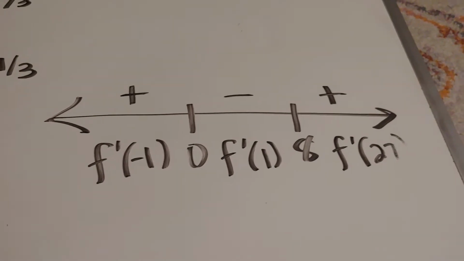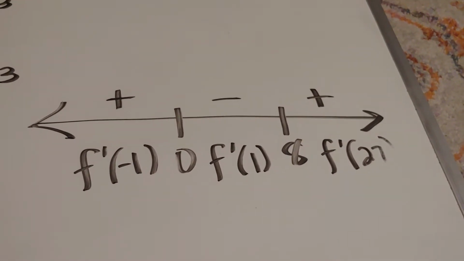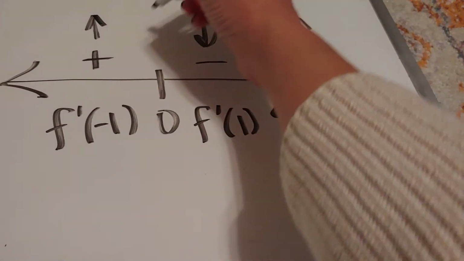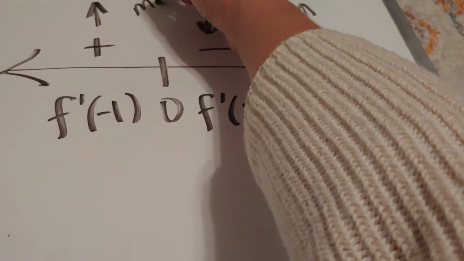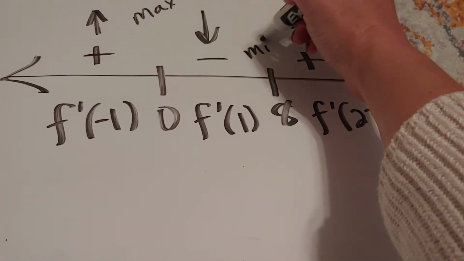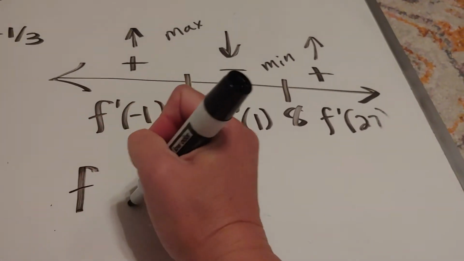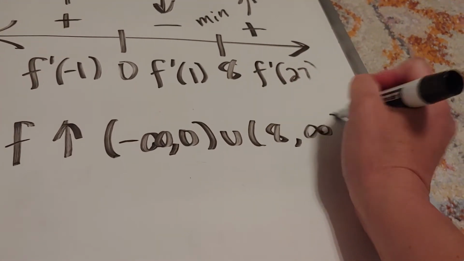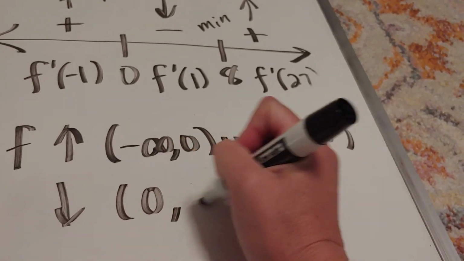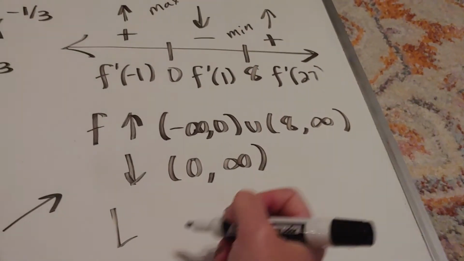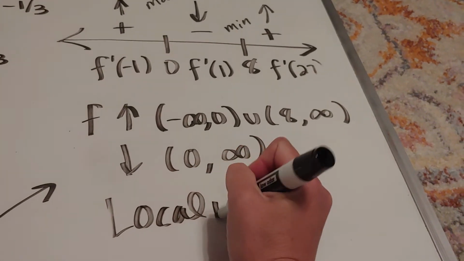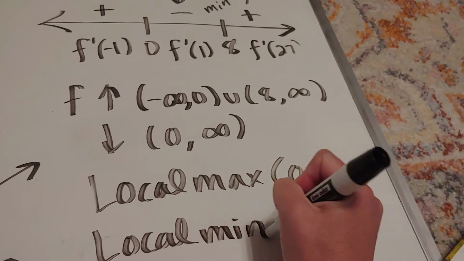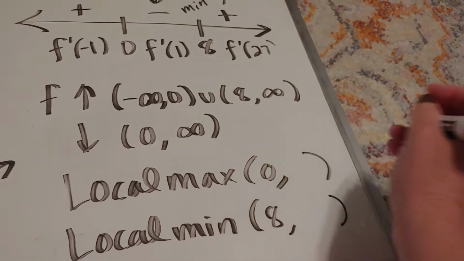Okay, here we go. We can now say that f is increasing, decreasing, and then increasing. So if I go up and then down, this is a max. If I go down and then up, this is a min. So I've got f is increasing from negative infinity to 0, and again from 8 to infinity. It is decreasing from 0 to 8. I've got a local max at 0, and I've got a local min at 8.